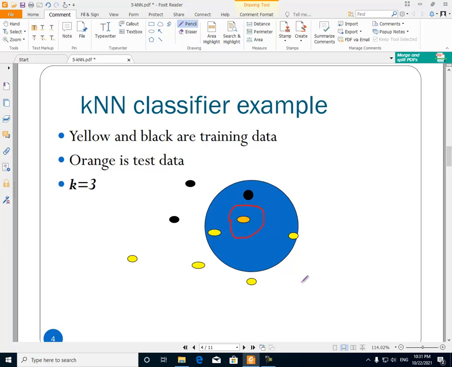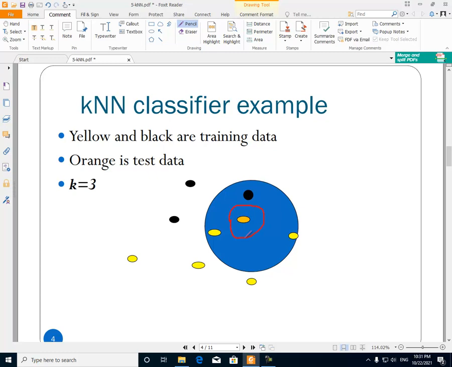Okay, so you see that we have some training and some test data. The training data has two classes, the class of black and the class of yellow. These are the two classes we have in the training data. Okay, so now what do we want to do? We want to find the class of this test data.